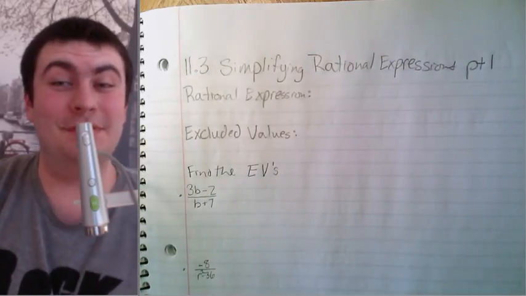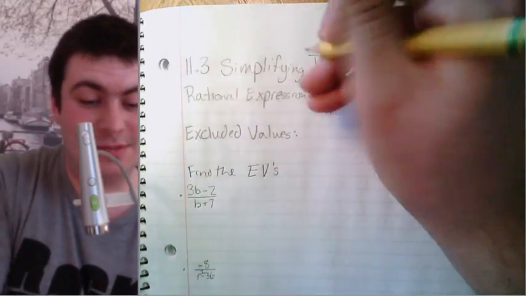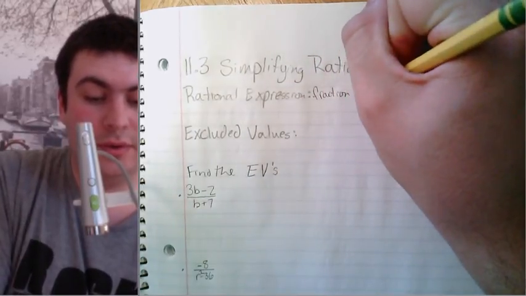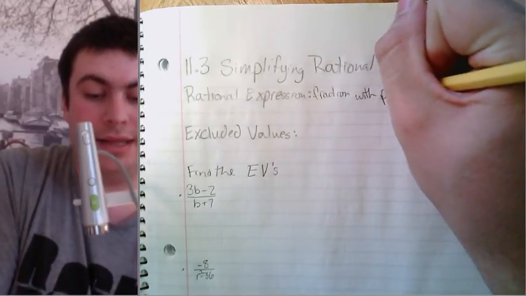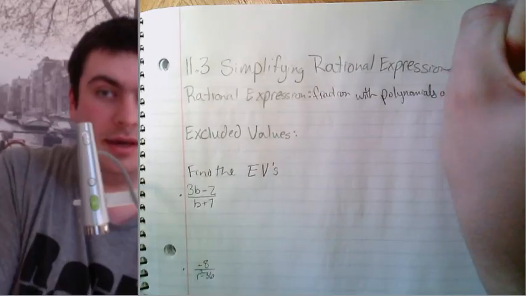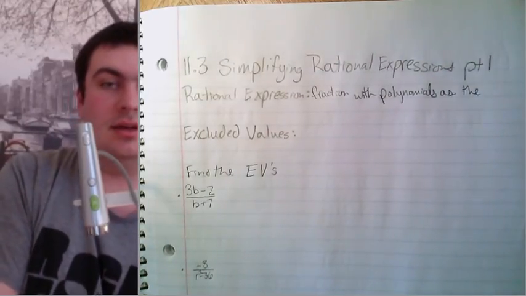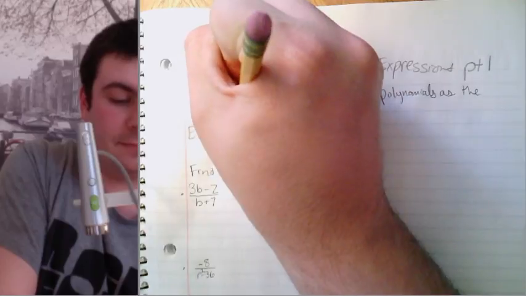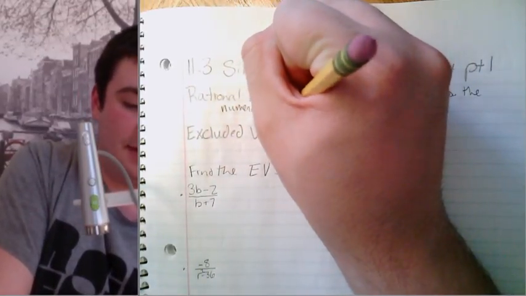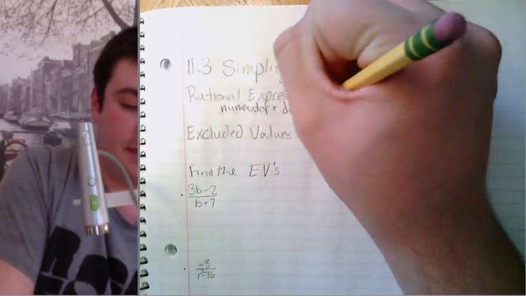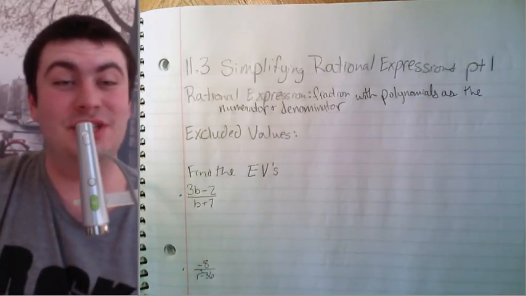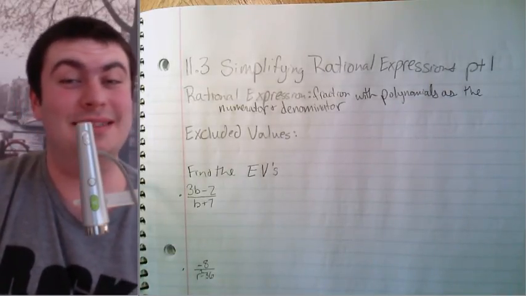So we're going to start simplifying rational expressions. A rational expression is a fraction with polynomials as the numerator and the denominator. So a rational expression is a fraction with polynomials as the numerator and the denominator.